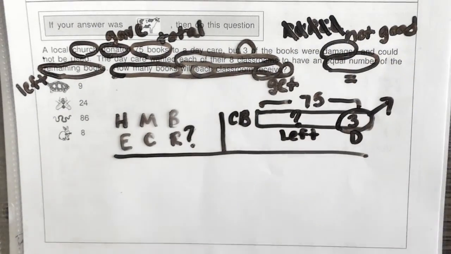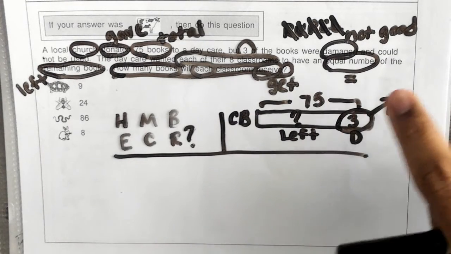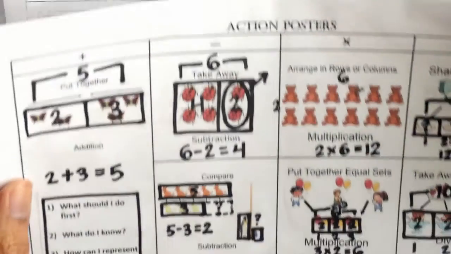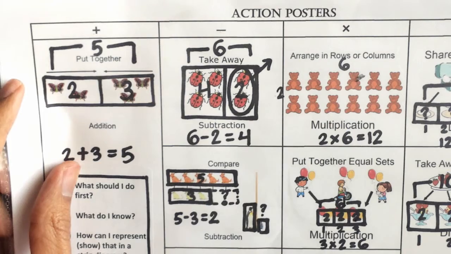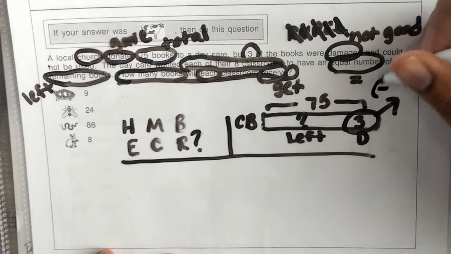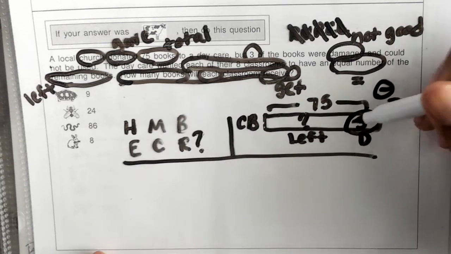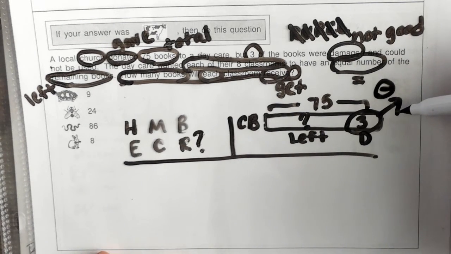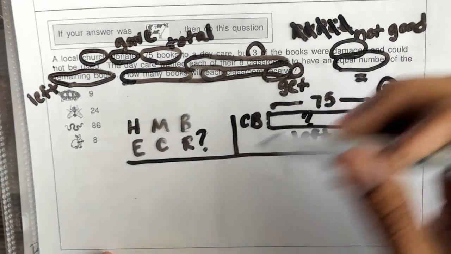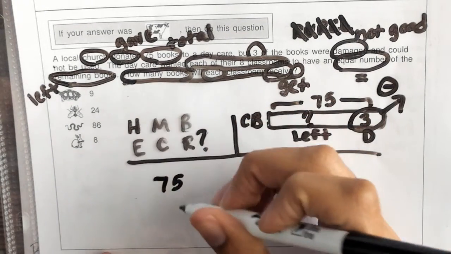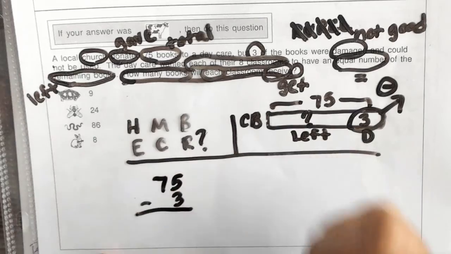Now that our first picture is done, I want to match this up with something on our action poster. So because there's a circle and a number is going away, I can tell that this matches with take away, because there's a circle and something going away, and the operation for that is subtraction. So I'm going to write my clue off to the side that I need to subtract. I need to take away 3 from our total of 75. So I need to start from 75. And I need to take away 3.